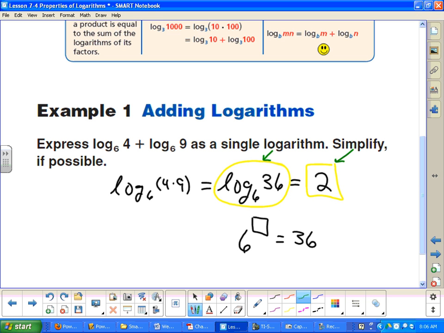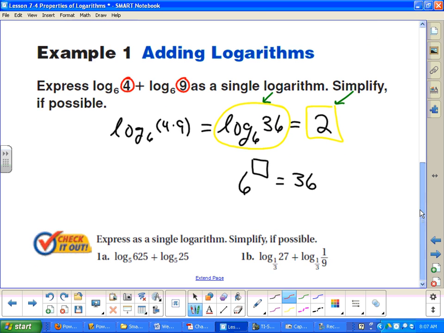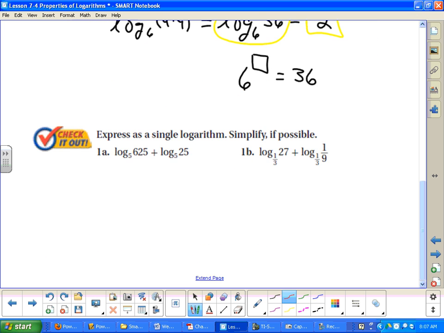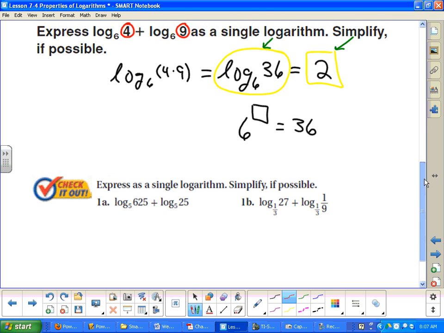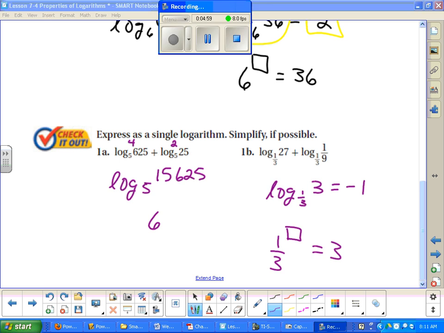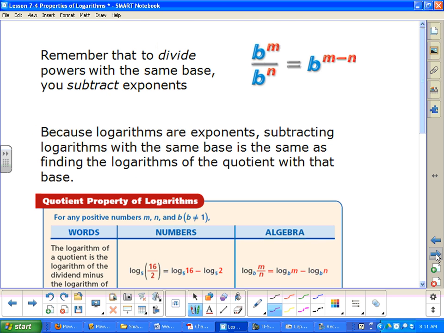So if we're adding logarithms with the same base, that means I can take those numbers here and multiply them. Or if I'm multiplying with the same base, I can pull them apart and do the log of each one and add them. All right, so you guys do both of these two.